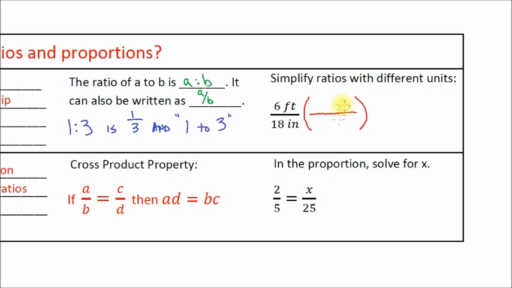Now, if you know that 1 foot equals 12 inches, then here's what we can do. I'll show you this trick. If we have feet on top in our original ratio, I'm going to put feet on bottom in our multiplier here, because I want to be able to cancel out feet.